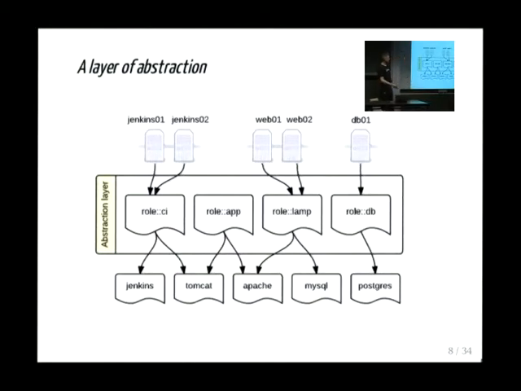For instance, if you have a role lamp here, the role lamp class includes Apache and MySQL, and in turn Web01 and Web02 will include the role lamp. So if I later on want to make a change to all of my LAMP servers, I can just change that class and it will be applied to all of my web servers in this case. And the same goes for different roles that you can create in your infrastructure.